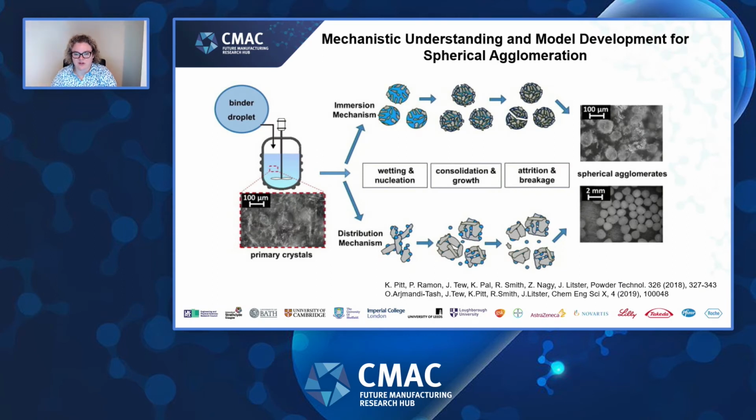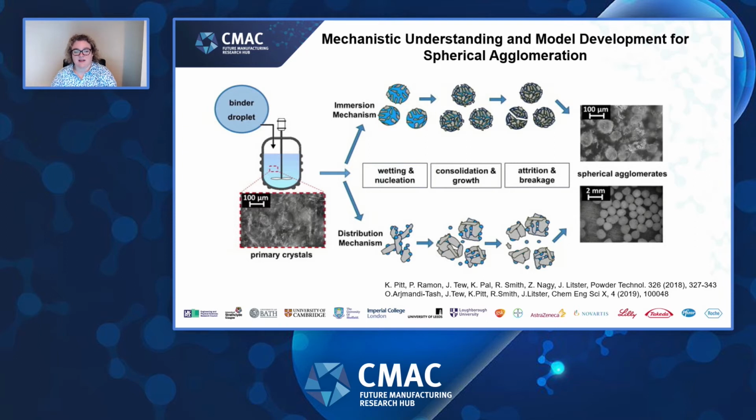So for those of you who aren't familiar with spherical agglomeration, basically it's a process of in suspension or in slurry agglomeration. So most of us are familiar with granulation in more dry style granulation in high shear granulators, for example, or fluid bed granulators, where you have particles that you add a liquid binder to. This is similar, but the particles are suspended in a liquid first.